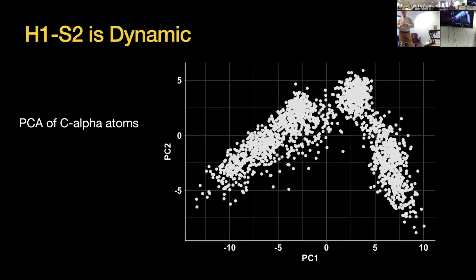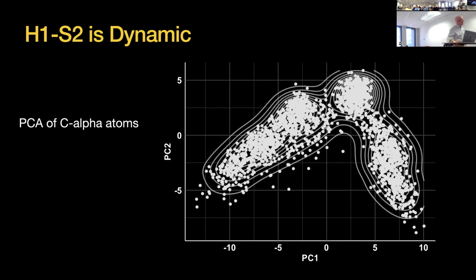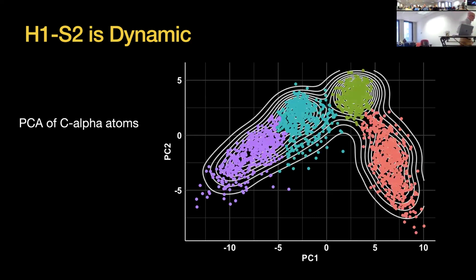Now, if we take that H1S2 loop, take the C alpha positions, so we're looking at just the backbone of the peptide, and we do principal component analysis on the coordinates, this is what we get when we look at the first two primary modes, PC1 and PC2, the largest components of the variation. If we do contour analysis, we can see hints of some clustering in there. And if we actually apply the clusters themselves, colors are not too great on here right now, but you can see that we see at least four different groups that come through here.